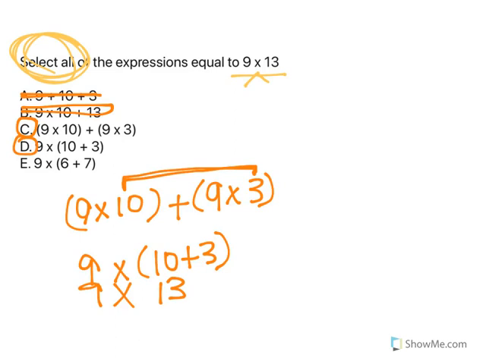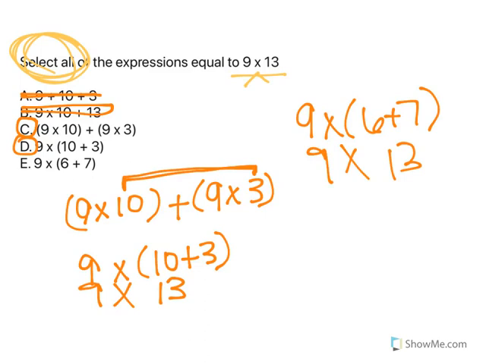And then if we look at E, it is very similar to D. It's 9 times (6 plus 7). Order of operations means I need to do parentheses first. So 6 plus 7 is 13. And then I would do my multiplication second.